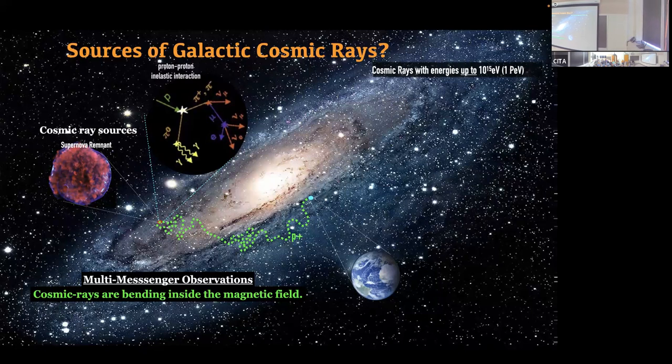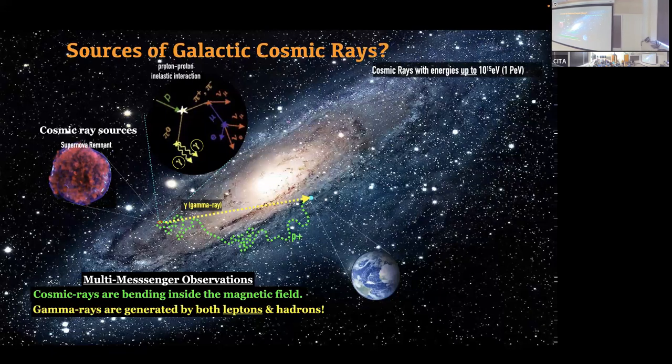So pp interaction creates pi zero and pi plus-minus, and in the end, you create gamma rays and neutrinos. And these particles are charge neutral. What that means is that they will travel straight from the source to us. And if this interaction happens more frequently around the source region, which you kind of expect, because supernova remnants have a shell that is higher density compared to the average interstellar medium, this interaction will happen a lot. So it should shine in neutrinos and gamma rays. And again, they travel straight from the source, and we can actually study the cosmic ray.